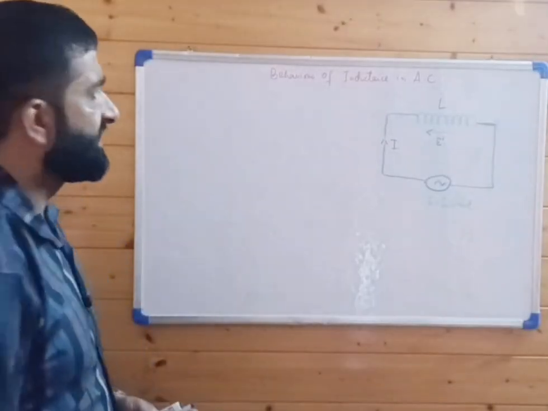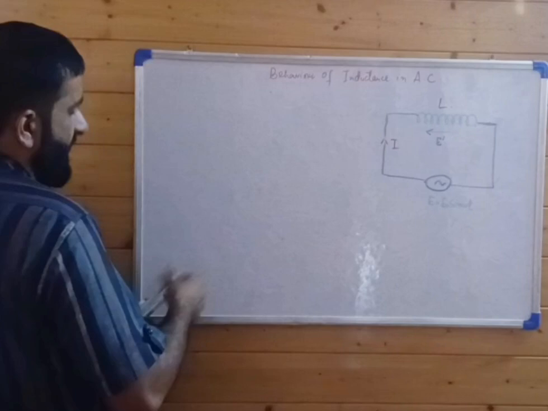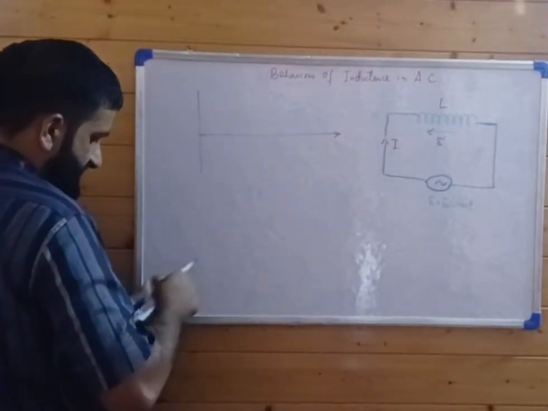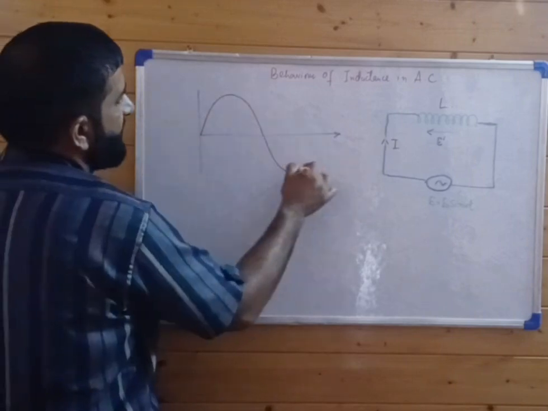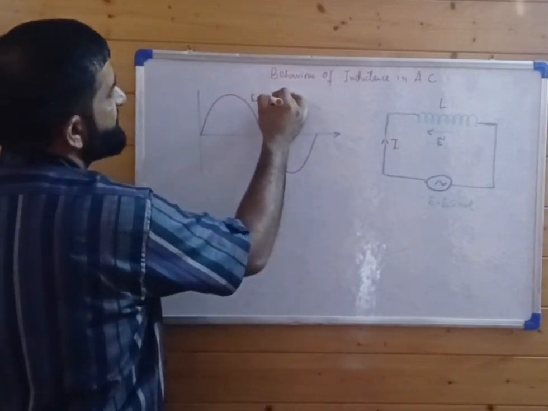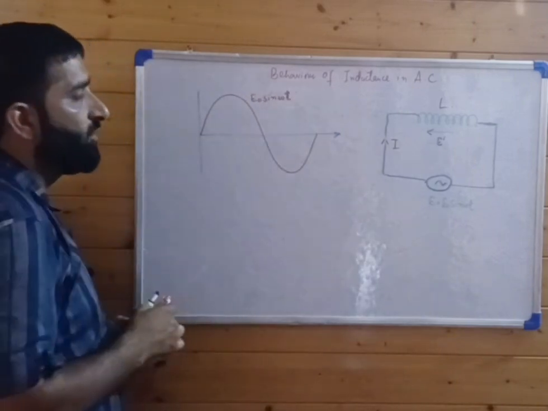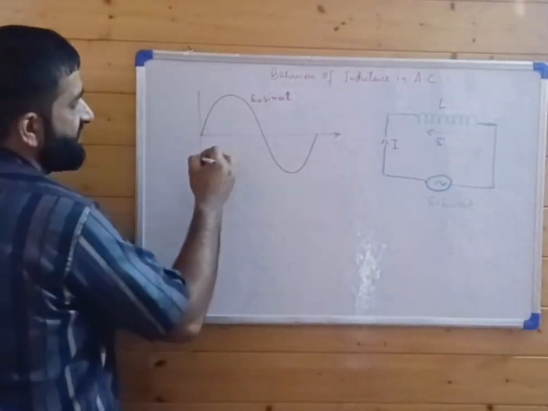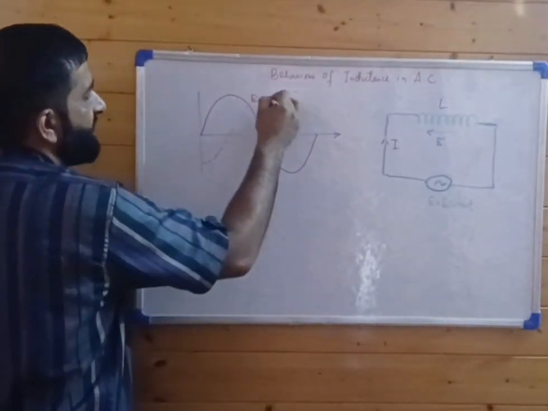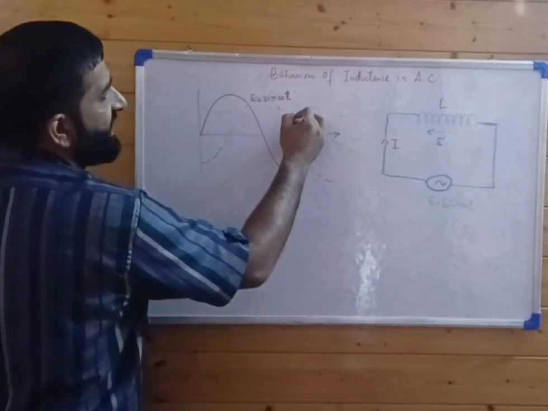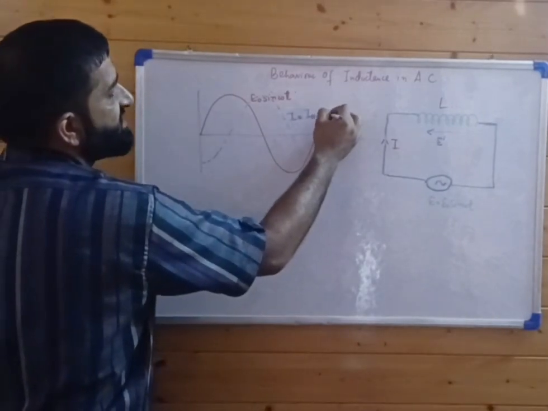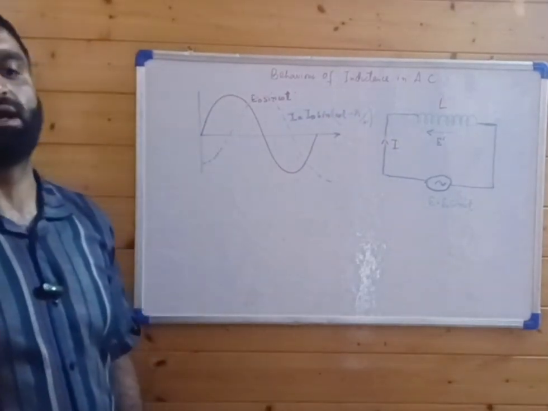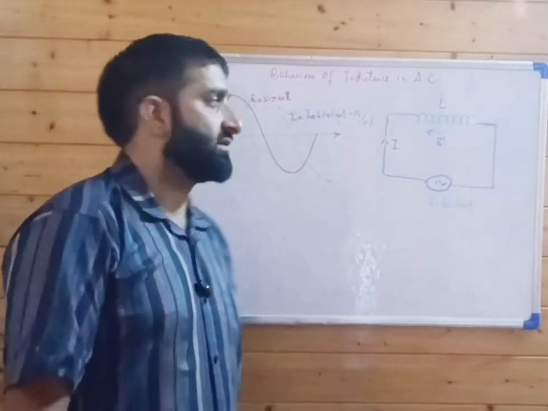Discussing the waveforms and the phasor diagram, we have the waveforms like this. If this is E is equal to E0 sine of omega t, now as the current lags behind it, we have to start from here by a phase angle of 90 degrees. So the current is like this. So I is equal to I0 sine of omega t minus pi divided by 2. So in an inductor, the current lags behind the EMF by a phase angle of pi divided by 2.